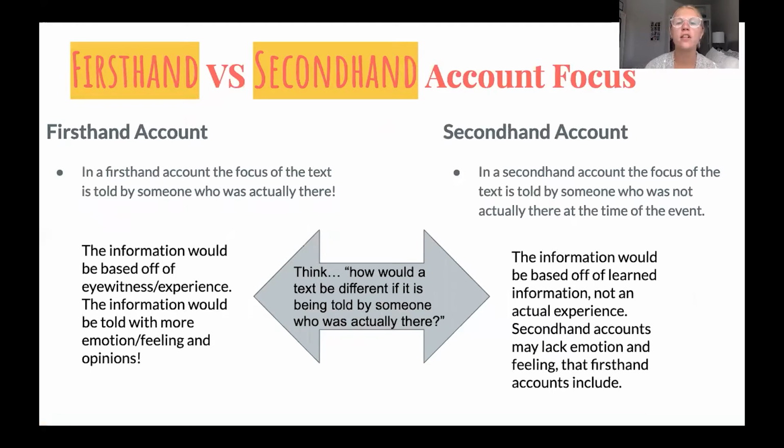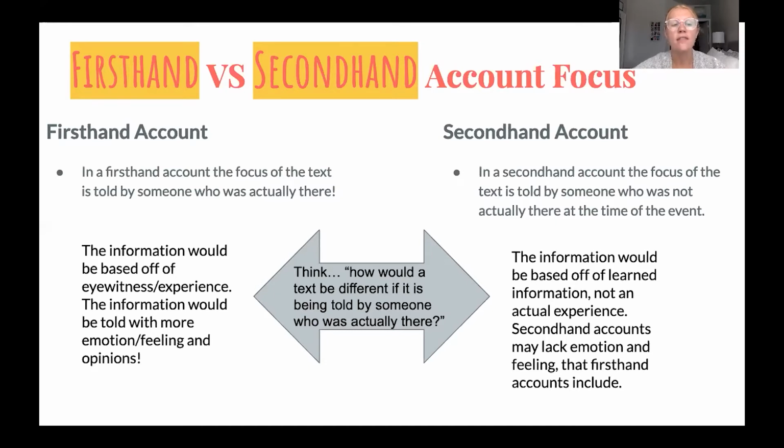So firsthand versus secondhand account focus. In a firsthand account, the focus of the text is told by someone who is actually there. In a secondhand account, the focus of the text is told by someone who is not actually there at the time of the event. So it's really important to be able to distinguish between the two. In the firsthand account, it's told by someone who was actually there.